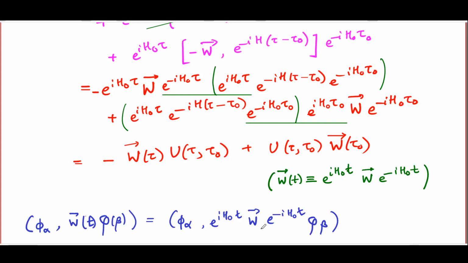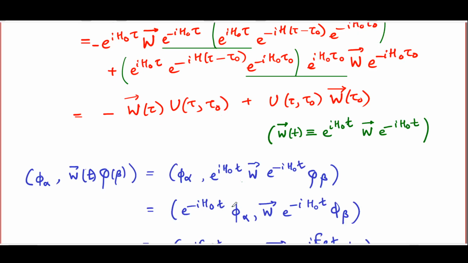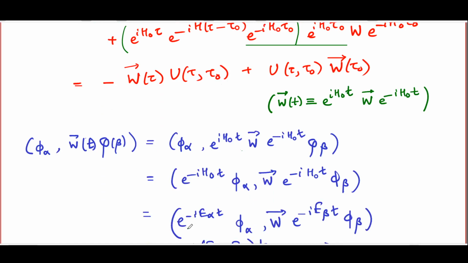This of course is the same as the inner product between φα and e^(iH0t) W e^(-iH0t) φβ. e^(-iH0t) acting on φβ obviously gives you e^(-iEβt) times φβ. But you can also simplify things a bit more beforehand by moving the e^(iH0t) from here to the first factor in the inner product. Of course, what goes up here is the adjoint, namely e^(-iH0t). And therefore, what you have is that e^(-iEαt) coming out from this and e^(-iEβt) coming out from this factor.